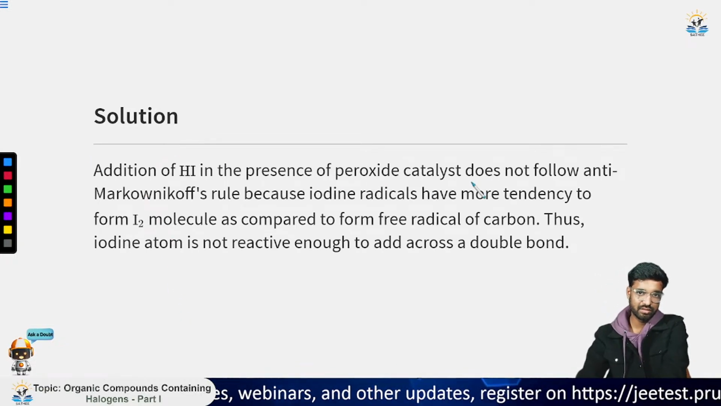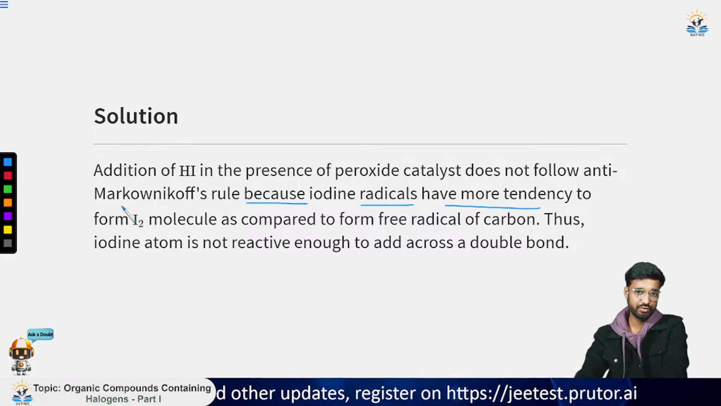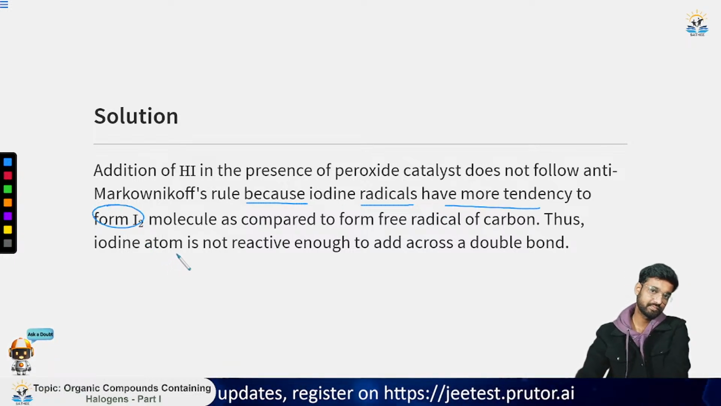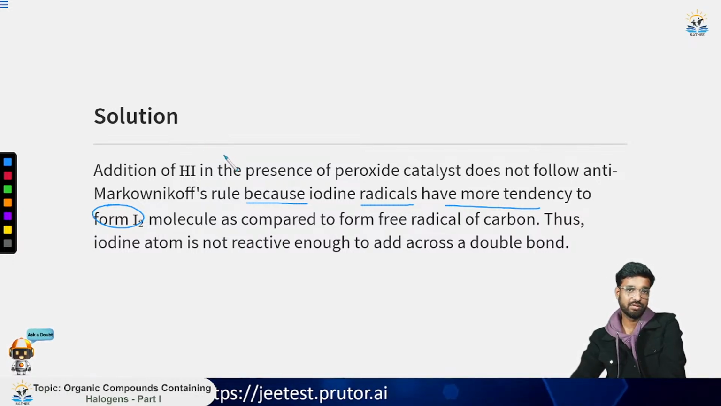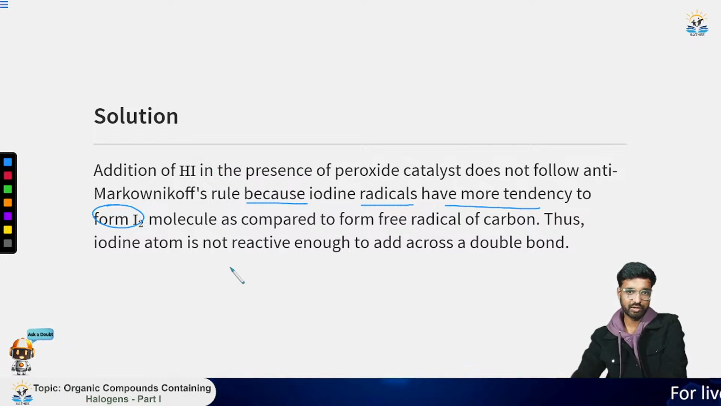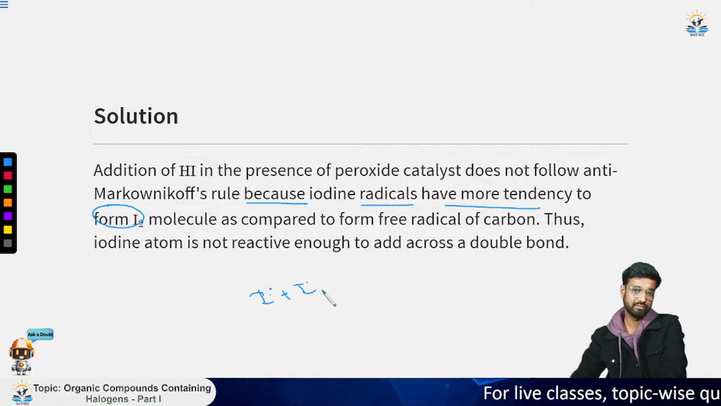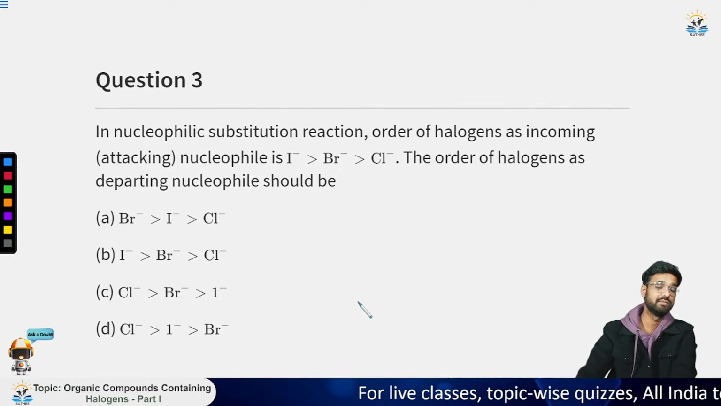So addition of HI in the presence of peroxide does not follow anti-Markovnikov's rule, because iodine radical has more tendency to form I2. Okay, so we know that in the presence of this peroxide, the addition of HX follows the anti-Markovnikov mechanism. But if it is iodine, then it will not give the required product, because iodine radical quickly reacts with another I dot and we'll get this I2. Same thing is written here.